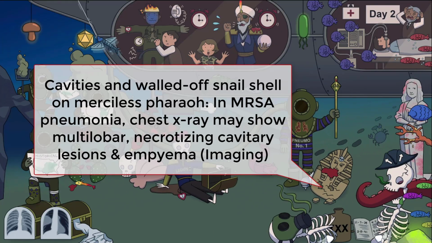Remember that nasty community-acquired MRSA pneumonia? It's associated with nasty multilobar cavitary lesions as well as empyema. Just nasty. Our symbol for empyema, a snail stuck onto the pleura of that pharaoh, is pretty cute though. Think of that snail shell as a walled-off abscess.